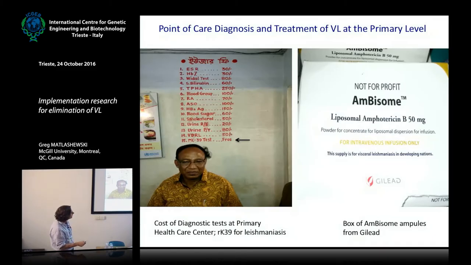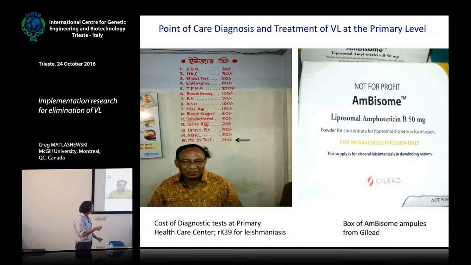And if you look on this side, this is the treatment for visceral leishmaniasis. And this is the new drug, which is now available, and it's donated by Gilead. This is the box that it comes in. This is the cardboard box. And you can see on the box it says, this supply is for visceral leishmaniasis in developing countries. And this was an agreement that the WHO worked out with Gilead so that Gilead would provide the drug for free to these areas. And it's providing it for free in Bangladesh, Nepal, and India.